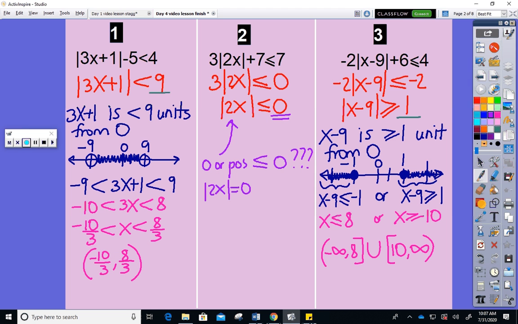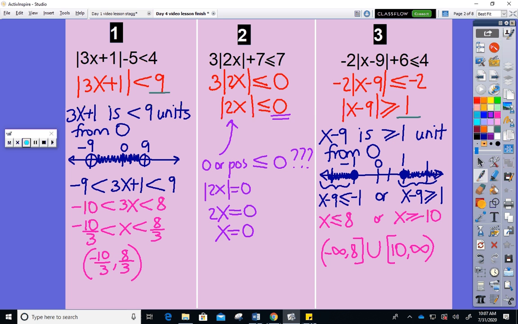Well, guys, the only number I take the absolute value of and get 0 is 0 itself. So if the absolute value of 2x equals 0, that means 2x must equal 0. So x equals 0 is your one and only answer.